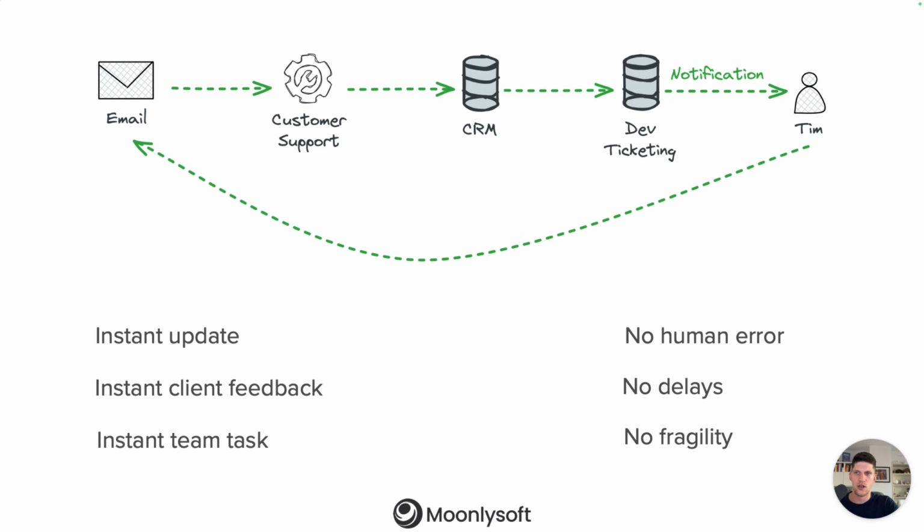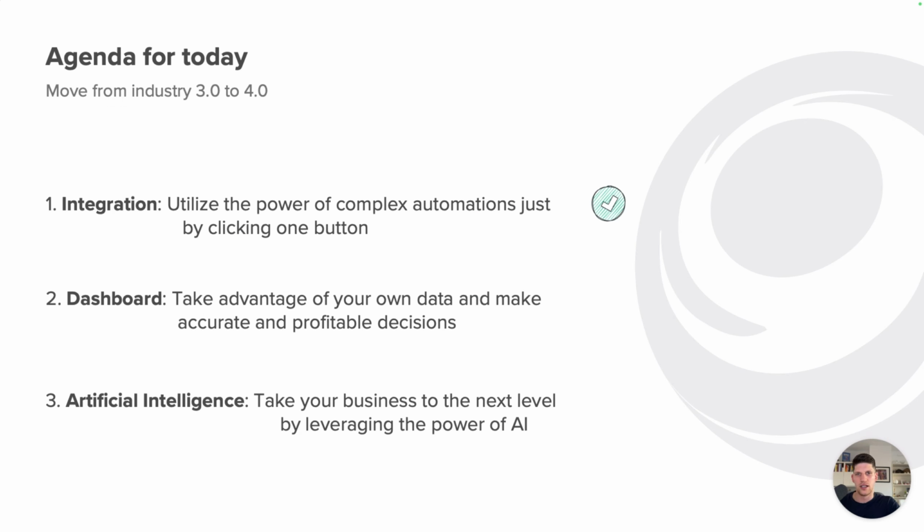So we have instant updates, we have instant client feedback, we have instant team tasks, we have no human errors, no delays, and there is no fragility because everything is automated and everything is monitored. This checks integrations. And we've seen why it is so important to create seamless communication between systems and why this is a mandatory thing to do if you want to scale your business.